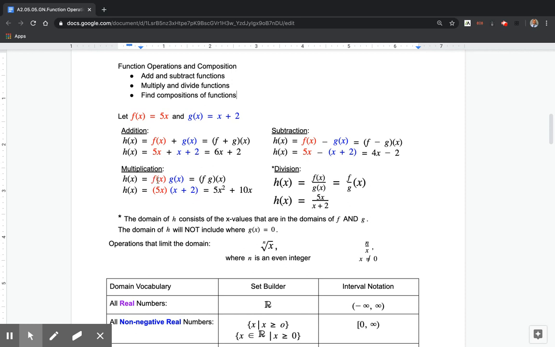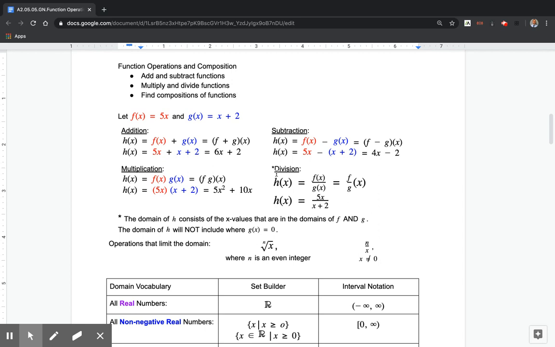Multiplication, h of x equals f of x times g of x, or f times g of x, and we multiply it and we just distribute it in. So 5x times x is 5x squared, and 5x times 2 is 10x.